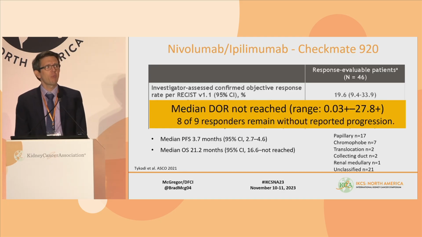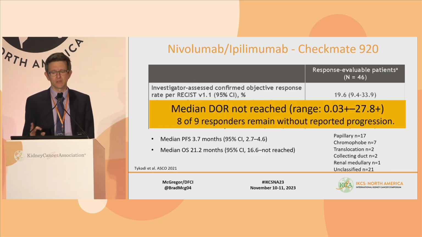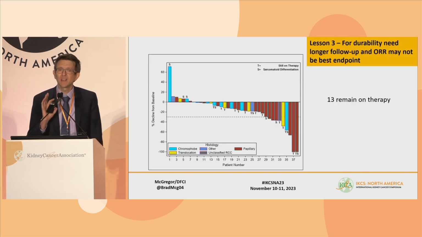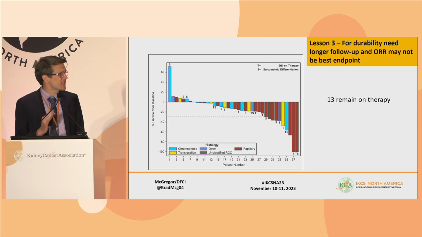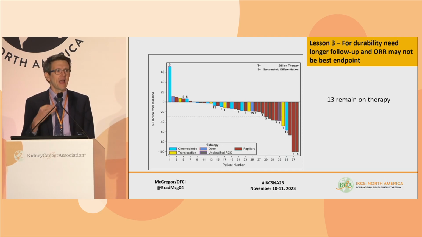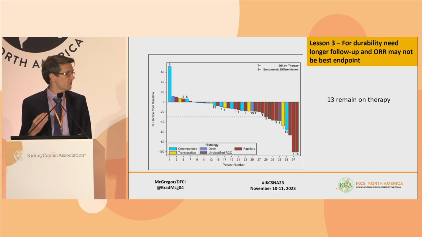But I think what I would point out is, yes, this response rate is low, but the median duration of response was not yet reached at the time of this analysis, and 8 of the 9 responders remain without reported progression, which gets us to lesson 3. Was objective response rate really the best outcome for a trial when we're looking at ipilimumab, and what is the role of ipilimumab in disease?